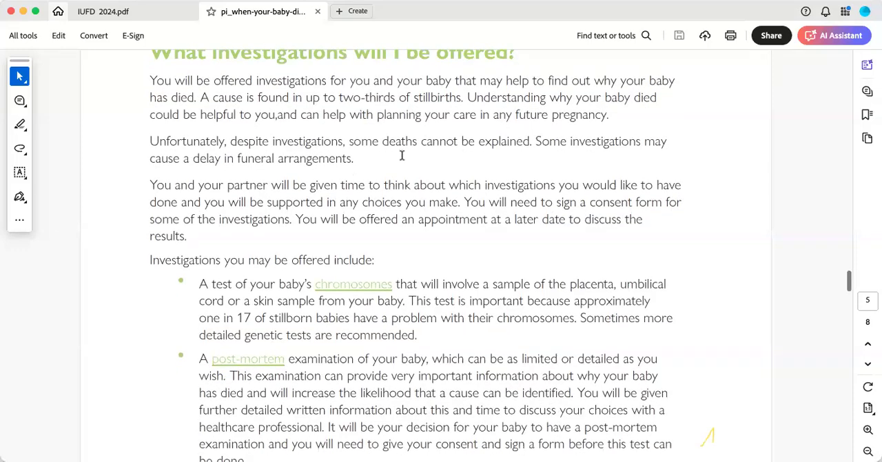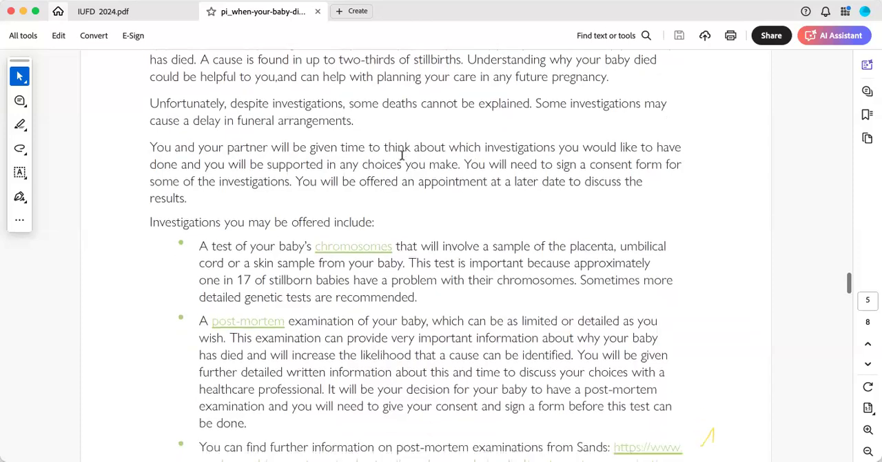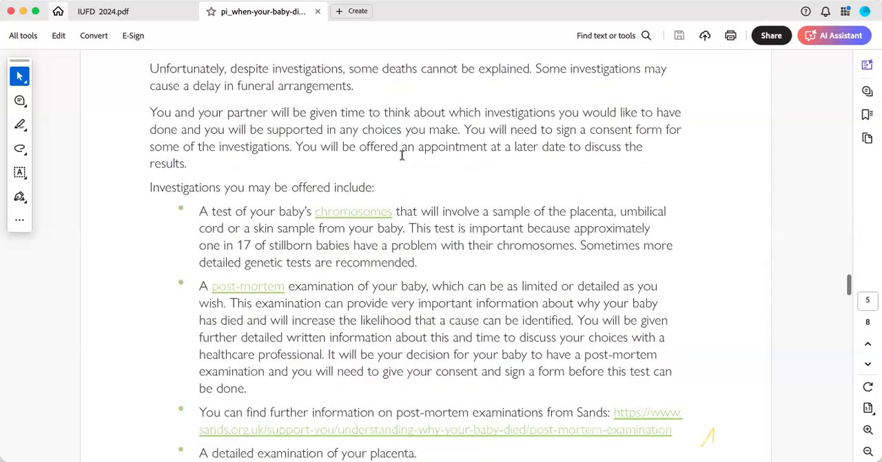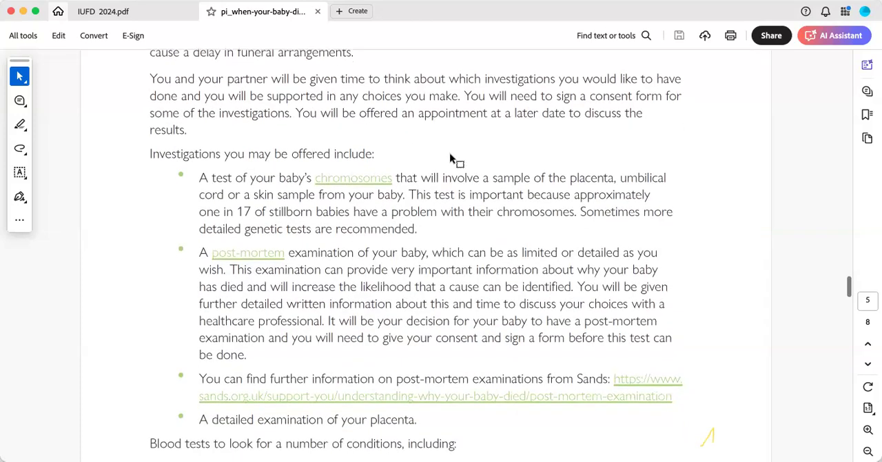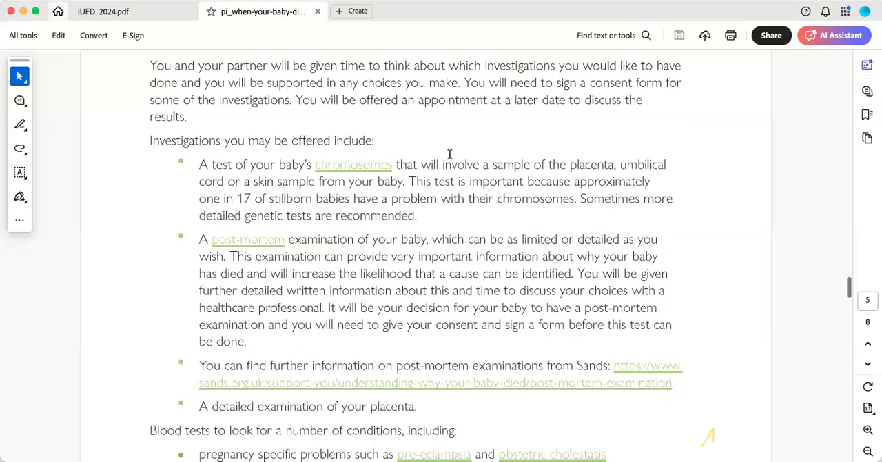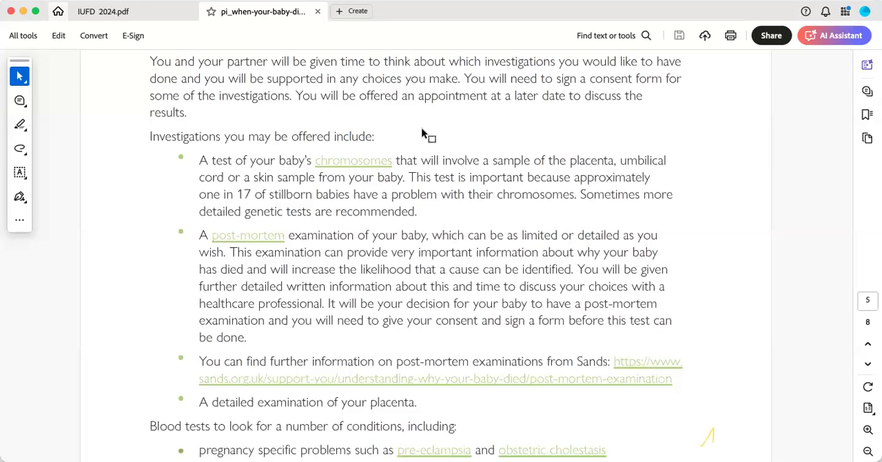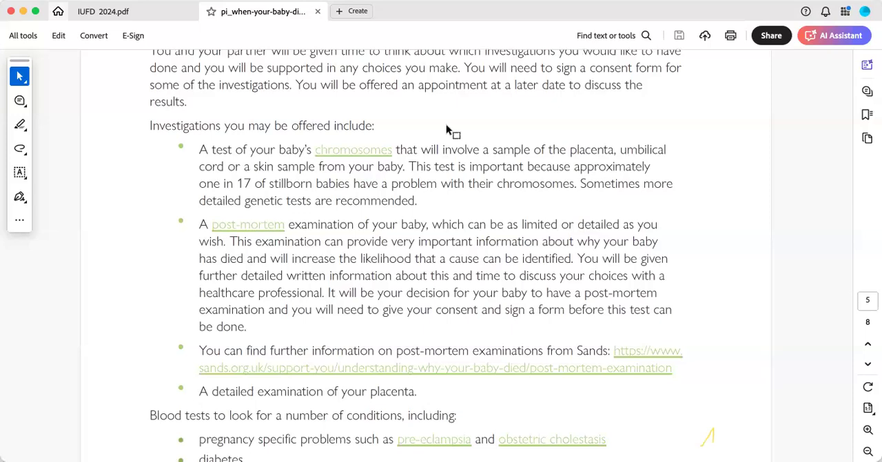Unfortunately, despite investigation, some deaths cannot be explained. Some investigation may cause a delay in the funeral arrangement as well. Okay, so both parents will be given time to think about the investigation, and maybe ask more questions, okay. Very important that they will need to sign a consent form for some of the investigation. You will be offered an appointment at a later date to discuss the result.